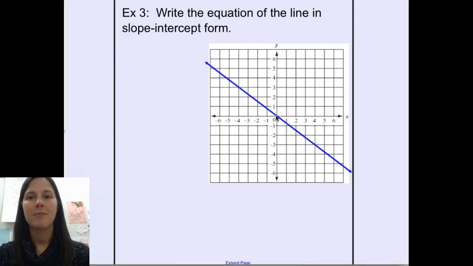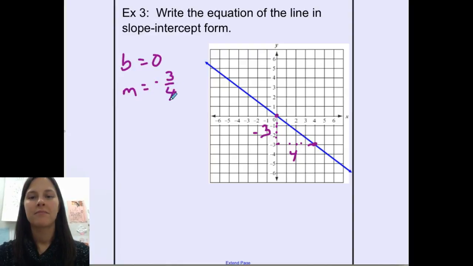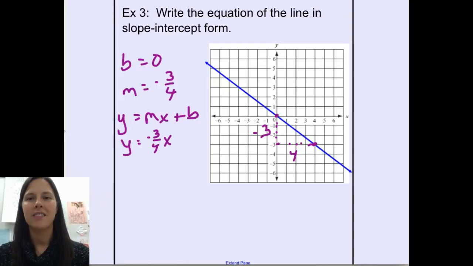Looking at our graph this time, it crosses the y-axis at 0, so our b is 0. The next nice coordinate I see is down here. Again, my line is falling, so my slope is negative. I went down 3, right 4. So my slope is -3/4. Putting that into y equals mx plus b, I have y equals -3/4 x, and the +0 doesn't change anything, so I don't need to add that.